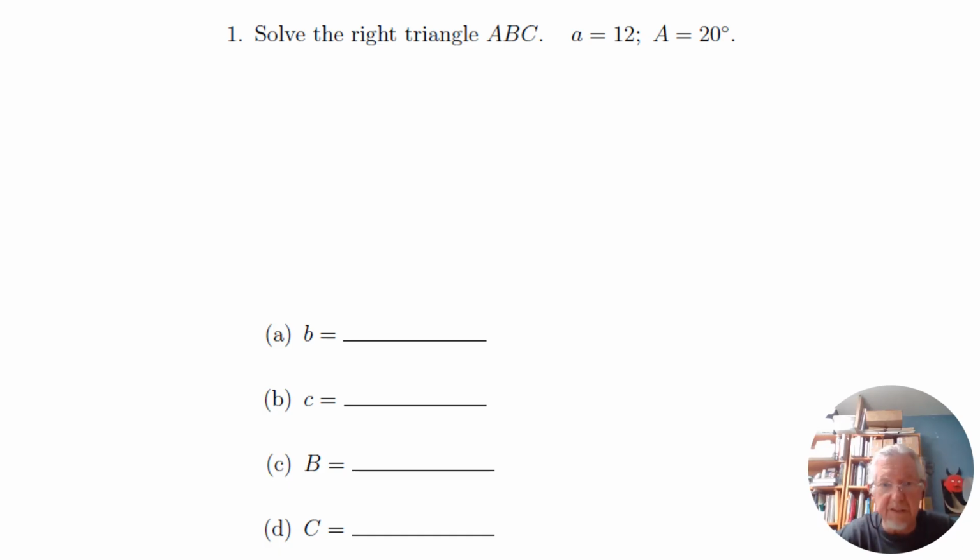So angle C down here is 90 degrees. That's given. 90 degrees, we know that. So the question is, what's angle B? What's side B? What's side C? And again, I'm going to be very particular about labeling.